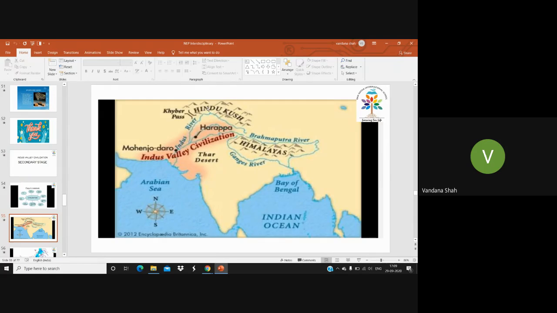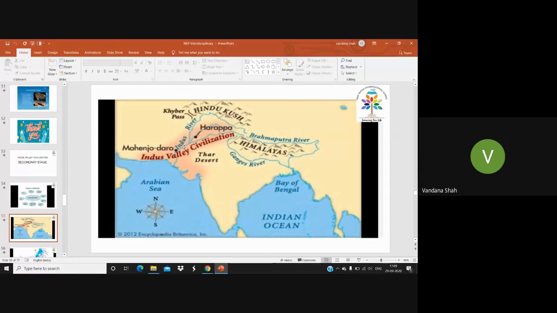You can see the Indus River, which we are calling the Indus River Valley, or Indus civilization. Again and again, repeatedly, we are using Indus. Do we actually know how it originated?